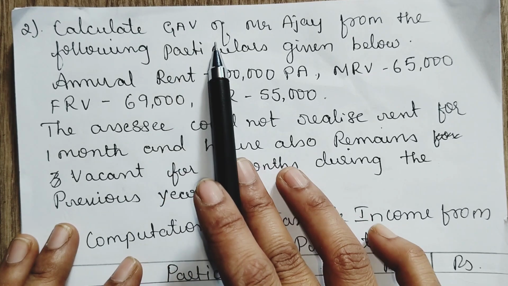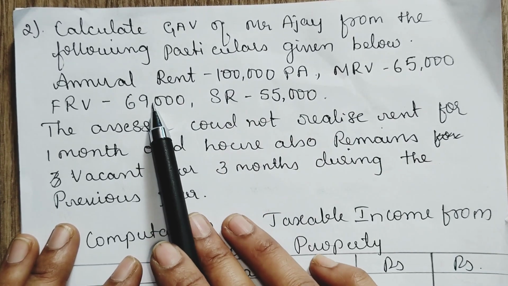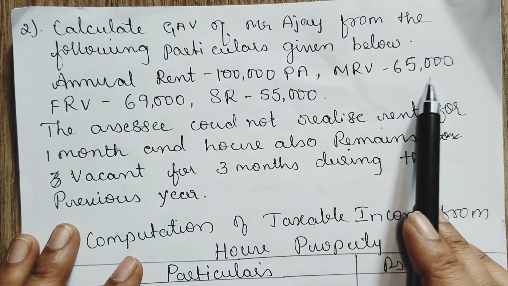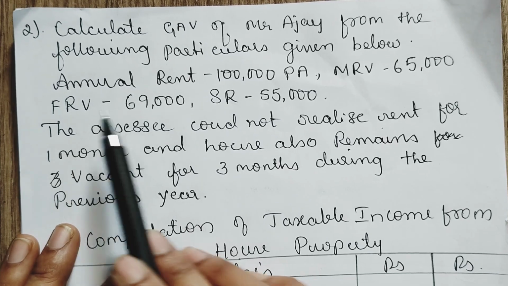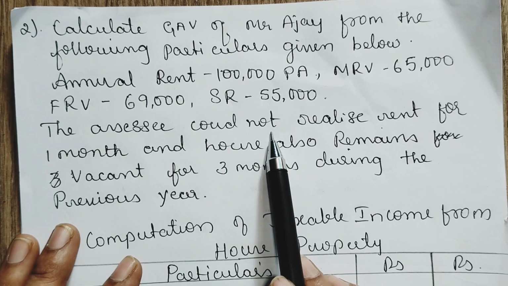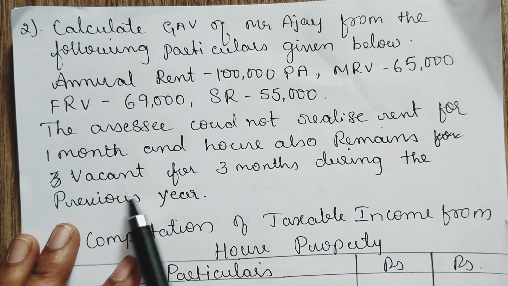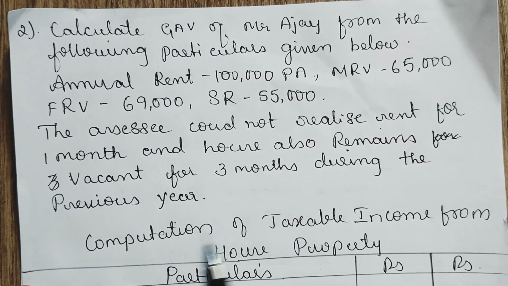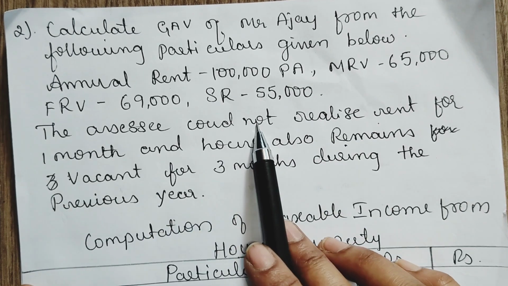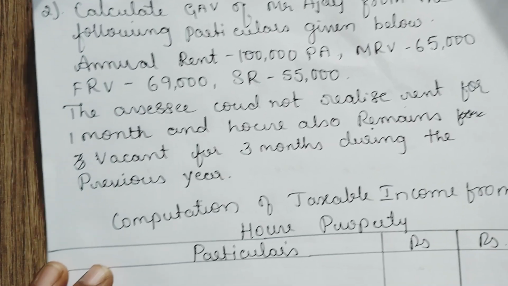Calculate gross annual value of Mr. Ajay from the following particulars given below. Annual rent 1 lakh per annum, municipal rental value 65,000, fair rental value 69,000, standard rent 55,000. The assessee could not realize rent for 1 month and the house also remained vacant for 3 months during the previous year. So in this question they have given MRV, FRV and standard rent, and there is information related to the vacancy of the house. Let us calculate.